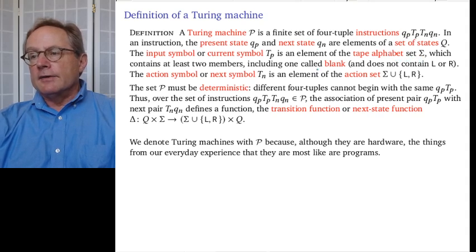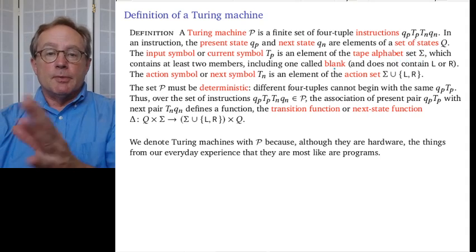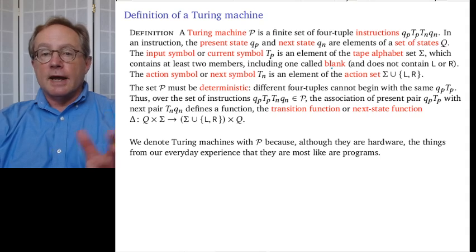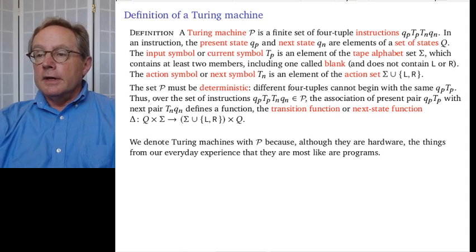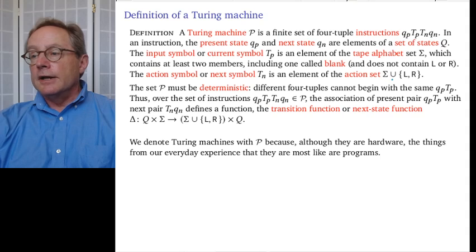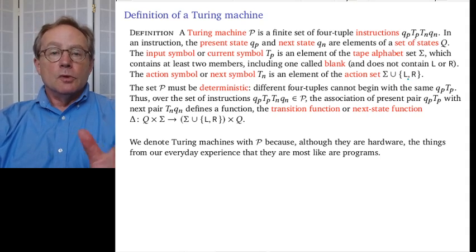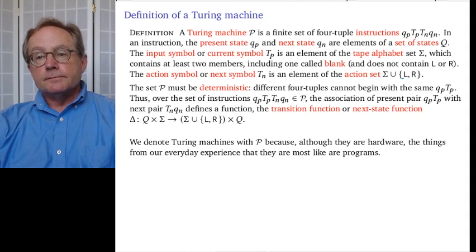The tape alphabet has to have a blank in it, because all the parts of the tape you're not using have to have something, so they're blank. And then the last thing, the action symbol or next symbol, is an element of the action set, which is a tape character or maybe an L or an R. L means move left, R means move right. Okay, so exactly what we've seen in the examples.